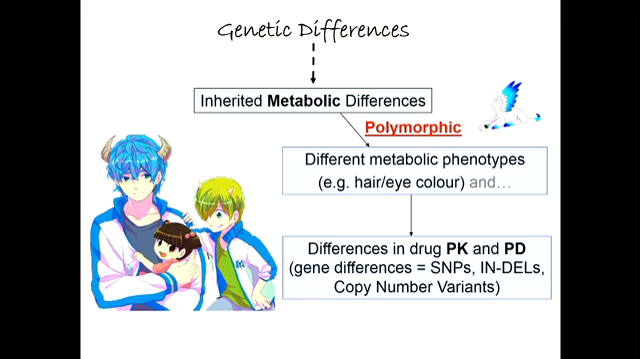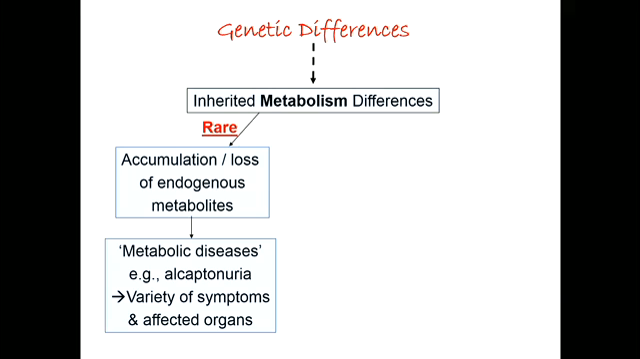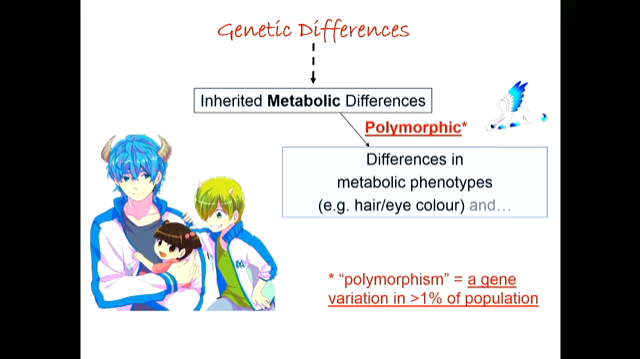Polymorphic genes are subject to mutations like all genes, and they can arise from SNPs, single nucleotide polymorphisms, indels. You've probably heard these terms, I'm just reminding you, which are inserts or deletions, and copy number variants. And they can produce differences in drug PK and PD.